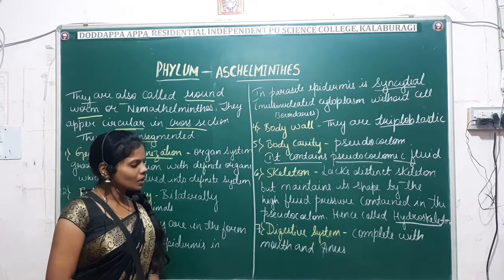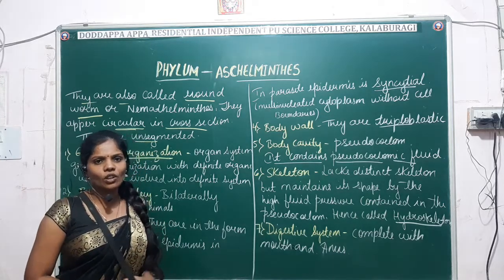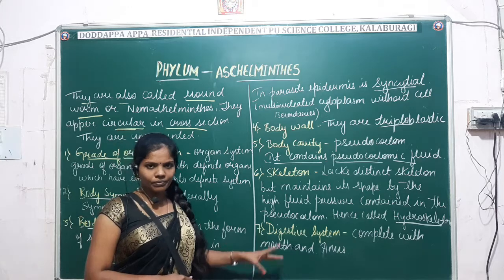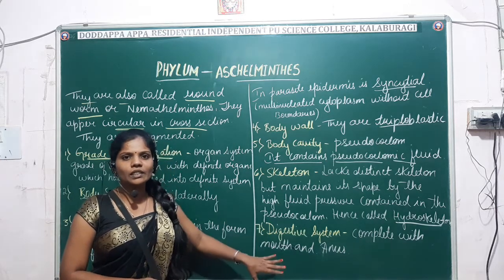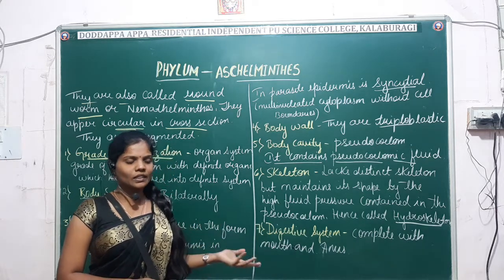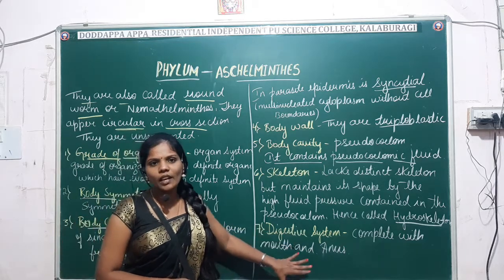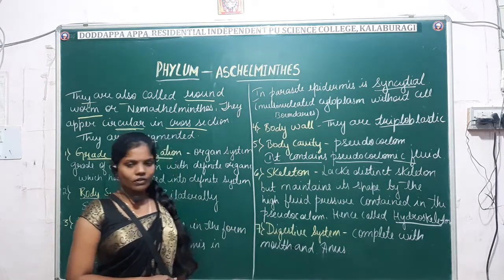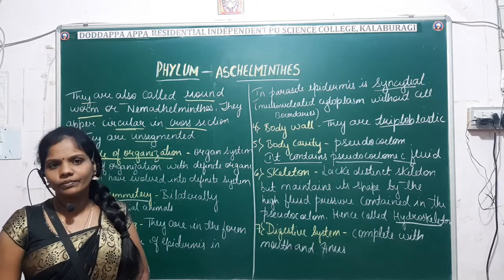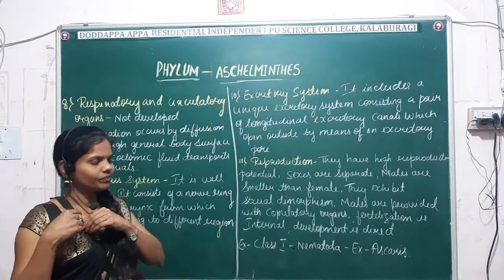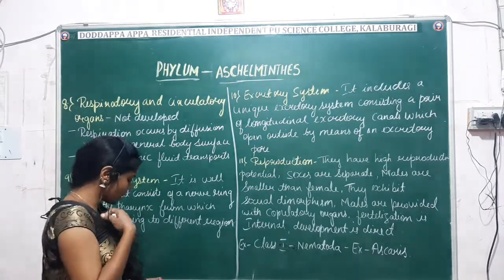So last comes the physiological part. Here in the physiological part, first comes the digestive system. Your digestive system is complete with two openings, the mouth and the anus, which are present at the opposite ends. Okay, so next we'll move on to the remaining characters.